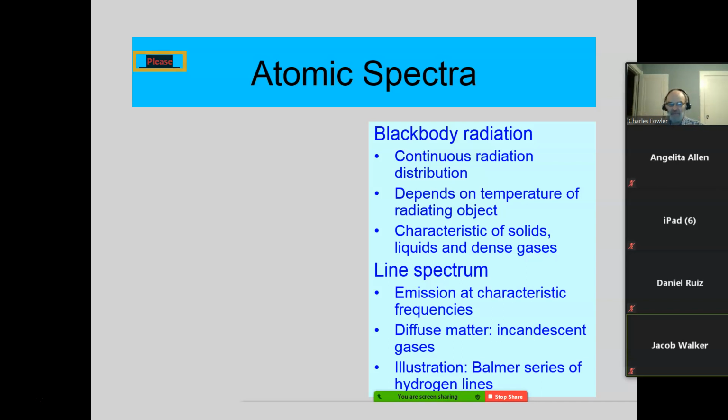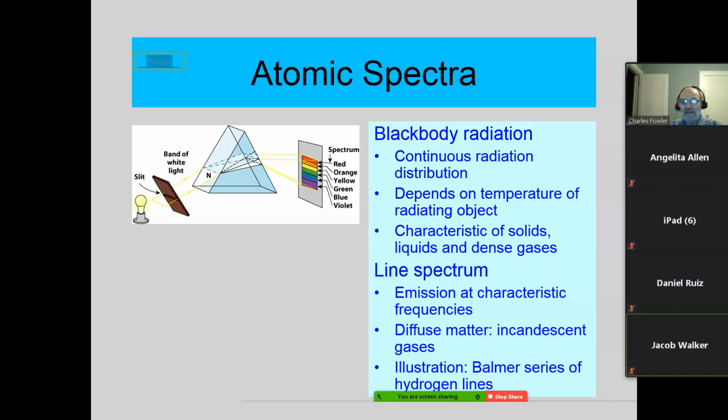However, some materials will produce not a continuous radiation distribution, but specific line spectra. These are emissions at characteristic frequencies. And this will be diffuse matter, not dense gases or liquids or very dense solids, but diffuse matter, and these are what they call the incandescent gases. Now, the illustration they're going to give is the Balmer series of hydrogen lines.